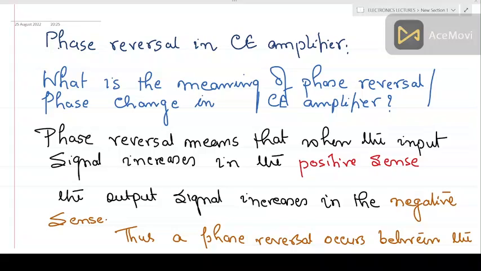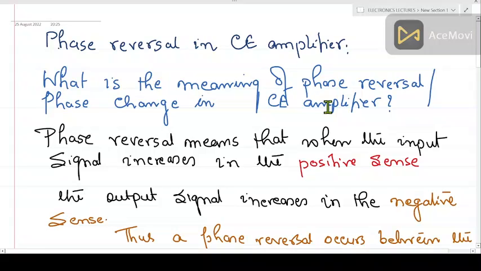Hello students. So in this lecture of electronics we will learn a new concept, and it is very interesting and it is a very conceptual topic. It is asked in the examinations and it is asked in the interviews, and it is a very fundamental property when you are studying the amplification by transistor. And this topic is the phase reversal in a CE amplifier.